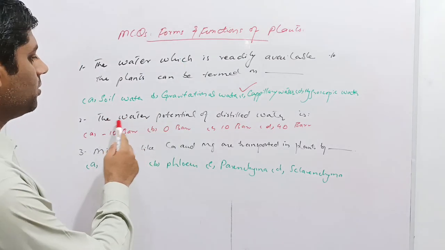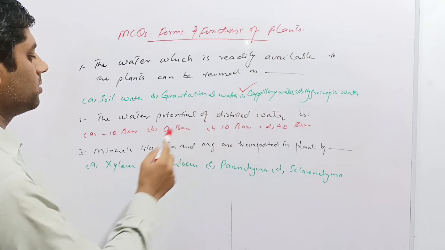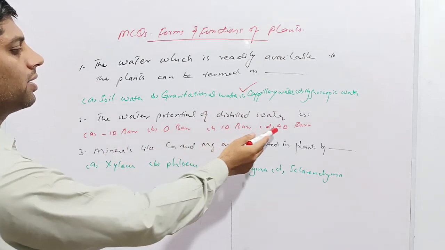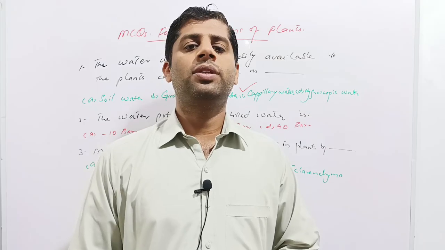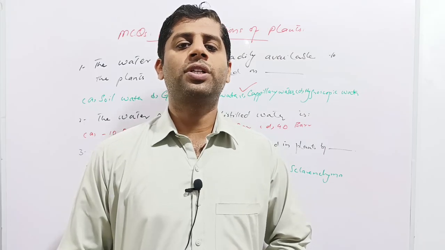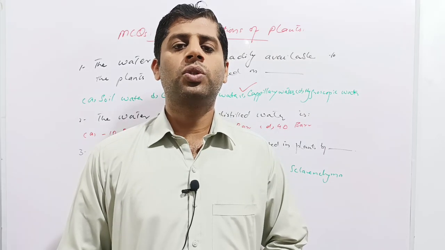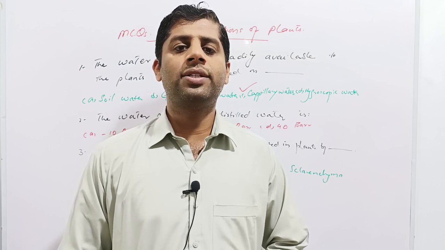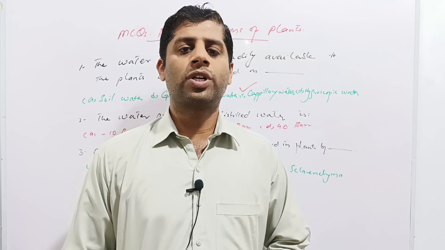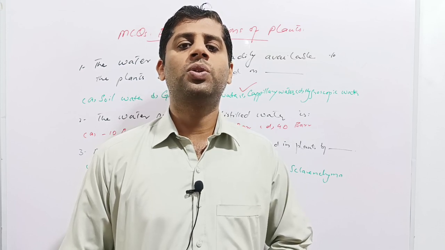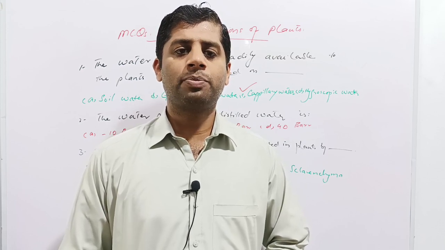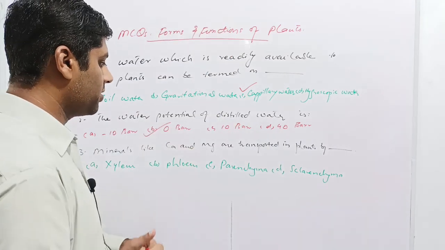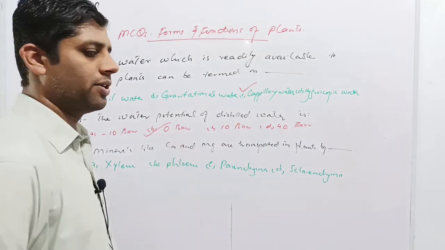Next question is, the water potential of distilled water is, given options are minus 10 bar, 0 bar, 10 bars or 40 bars. Bar is basically the unit of pressure. As we know that the water potential is a sort of osmotic pressure. So the pure water or distilled water, due to lack of electrolytes, minerals, solutes or ions, does not have any type of water potential or solute potential. So the water potential of distilled water or pure water is always 0. So option B is correct, that the pure water or distilled water has 0 bar potential.